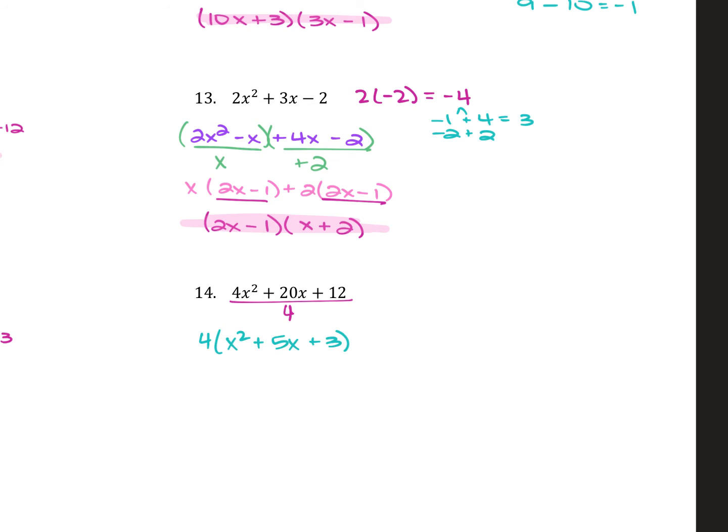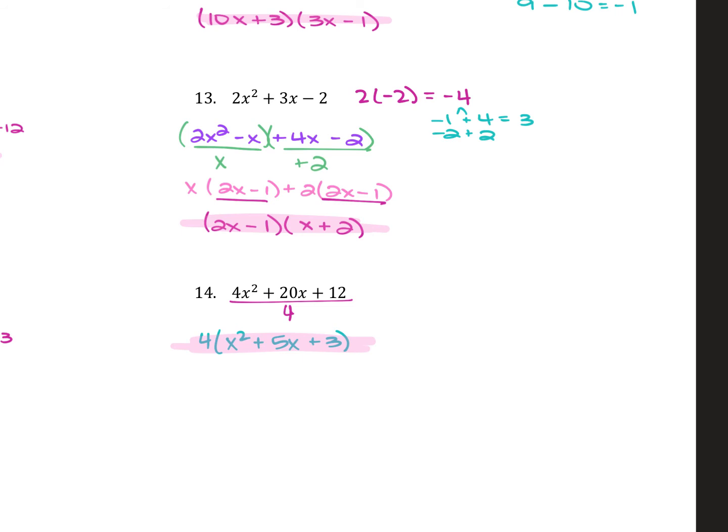If you try to factor this, you'll realize that you can't because no factors of 3 add up to be 5. Your only factors of 3 are 1 and 3, and if you add them, they give you 4. So you cannot go any further with this. So you just have 4 times x squared plus 5x plus 3.